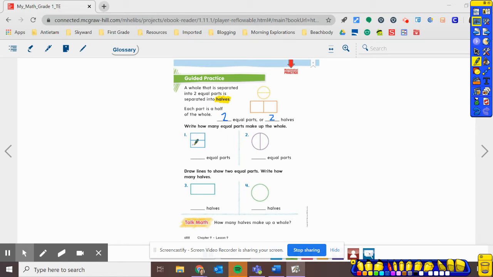So let's come down here for number one. How many equal parts does this square have? Well, we just count the parts. One, two. I can see that they're equal too. That's really important. So I'm going to write 2 on the line. Now let's look at the circle. How many equal parts does the circle have? Has one, two equal parts. So write a 2 on the line.